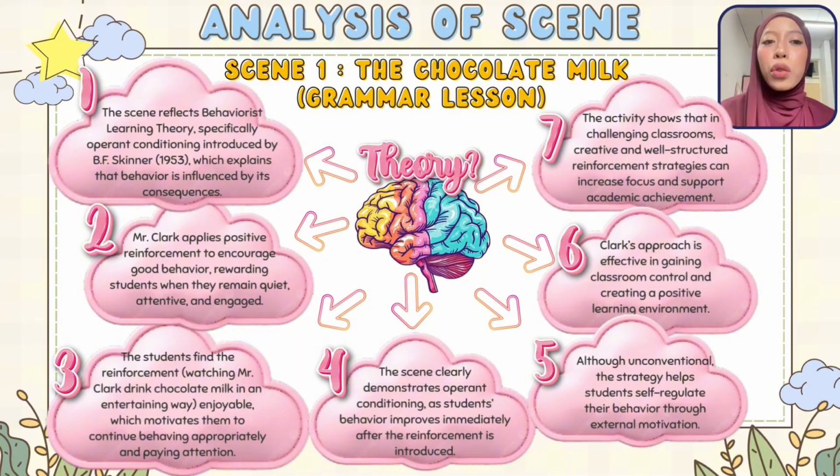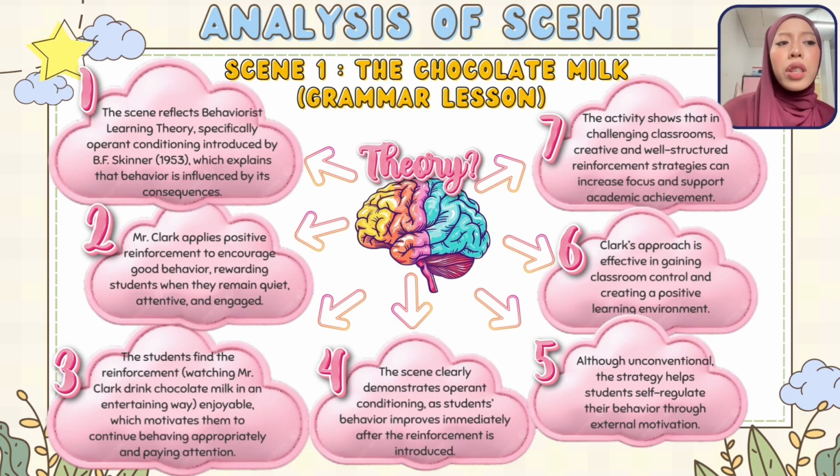How? Students find the reinforcement, which is watching Mr. Clark drink chocolate milk in an entertaining way, enjoyable, which motivates them to continue behaving appropriately and paying attention. Also, the scene clearly demonstrates operant conditioning as students' behavior improves immediately after the reinforcement is introduced.